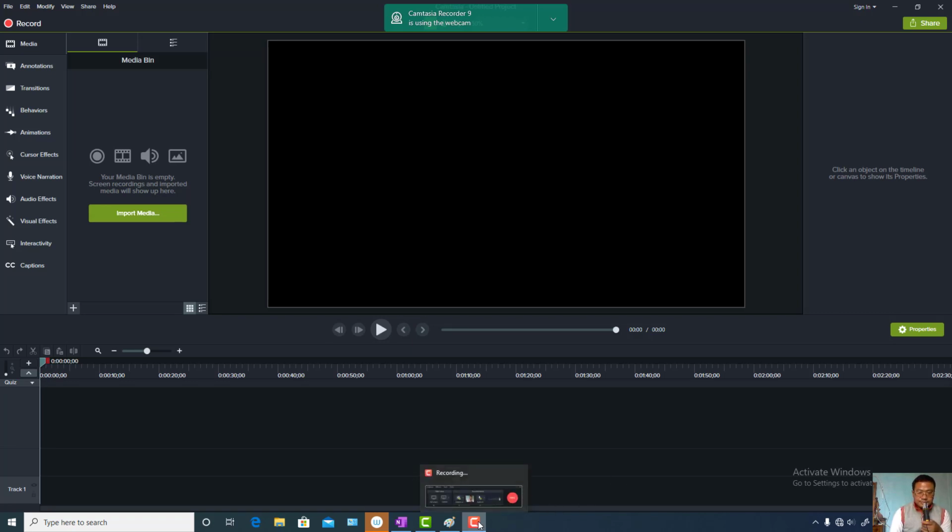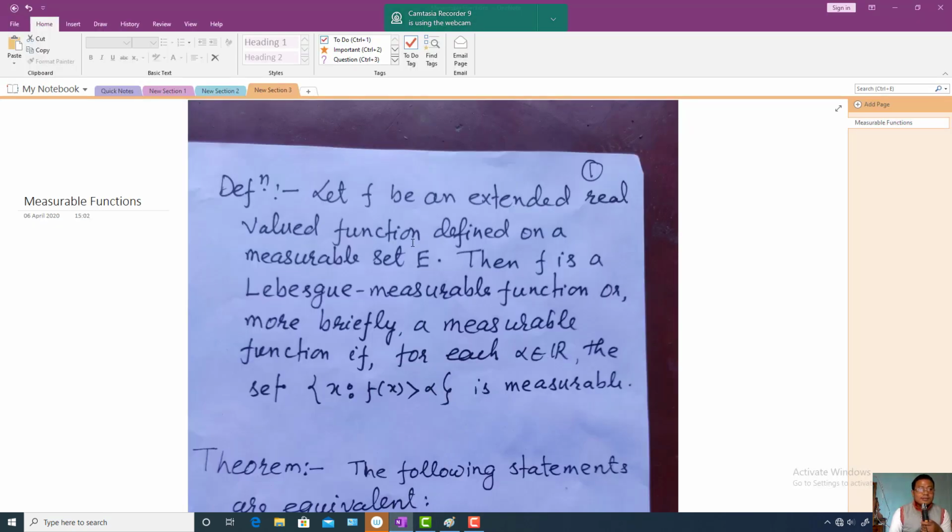My dear student, today I am going to talk about measurable function. I'll prove a small theorem, and I will explain what you mean by a measurable function and the required background to define measurable function. First, let us see what you mean by a measurable function.